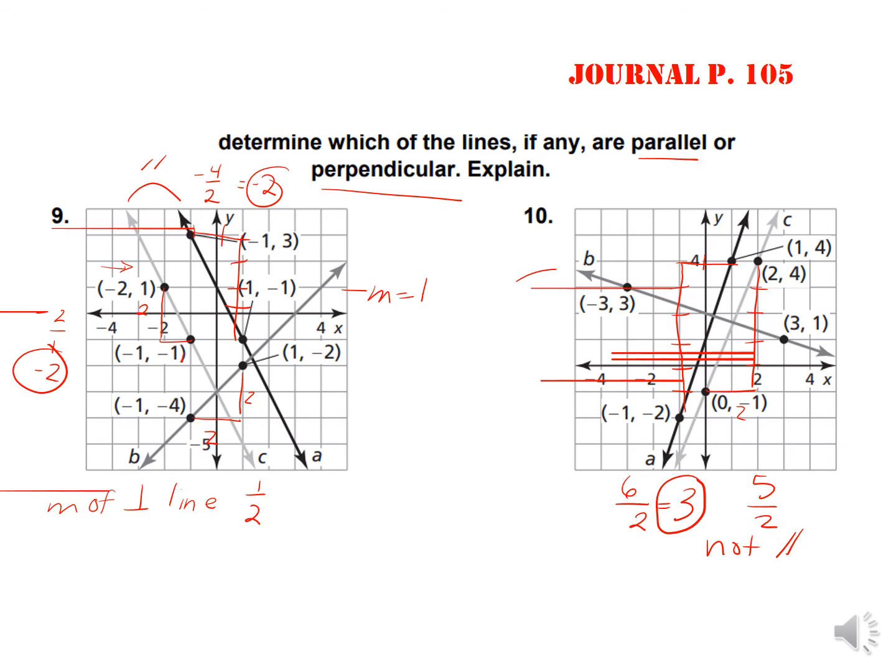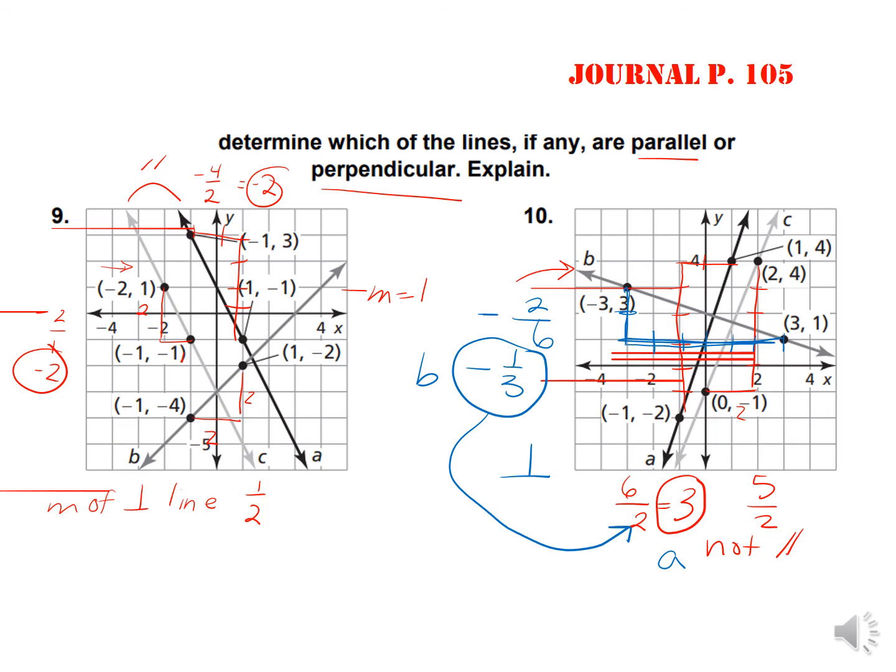Okay, now I'm going to check this one, see if it's parallel to either of them. I think I better change my color because of all those extra lines. So I'm going to go down here and over. Okay, so I've got a rise of 2 and a run of 1, 2, 3, 4, 5, 6. And it is negative, so it's negative 1/3. So we can see that this and this, these two lines are perpendicular. This is line B, and this is line A.